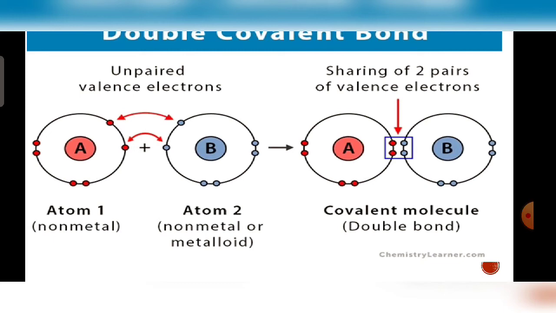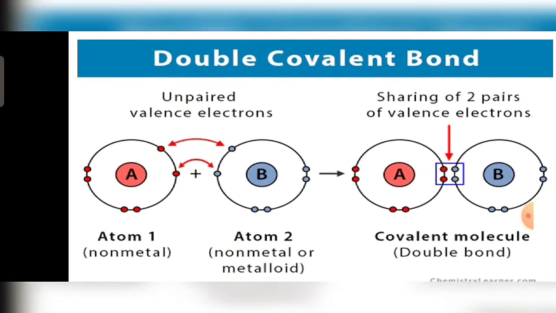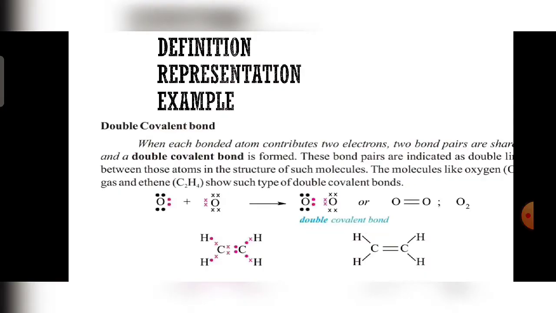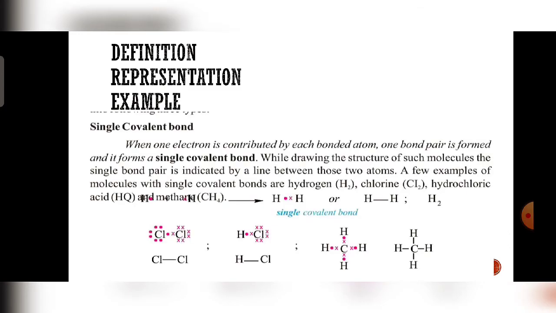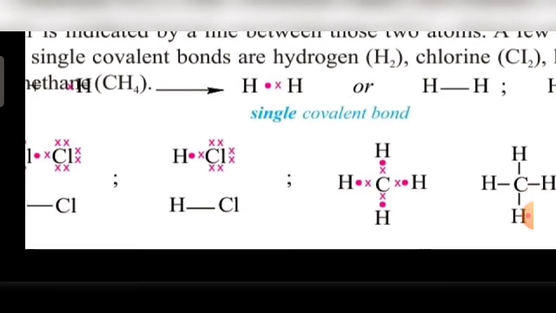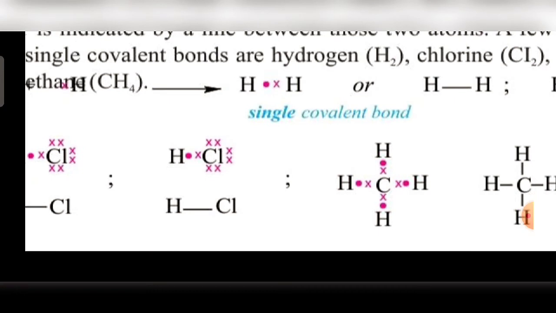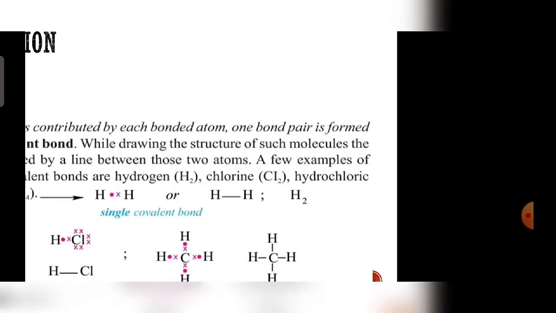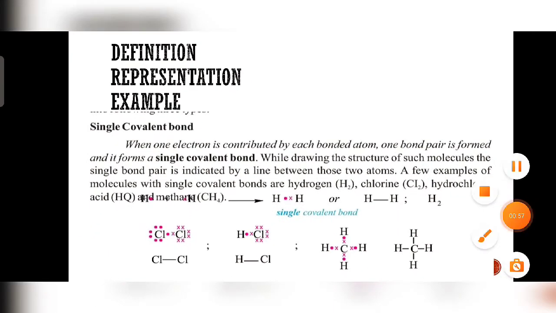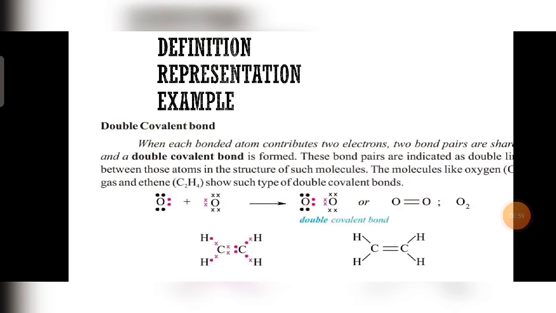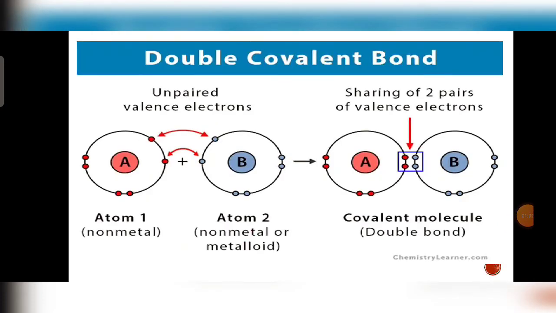And it doesn't mean one atom and contribute. For example, in CH4, here there are 4 bonds, but these are single covalent bonds, because in these atoms each atom is contributing only one electron. But in the double covalent bond, the condition is that two electrons will be shared by the same atoms.